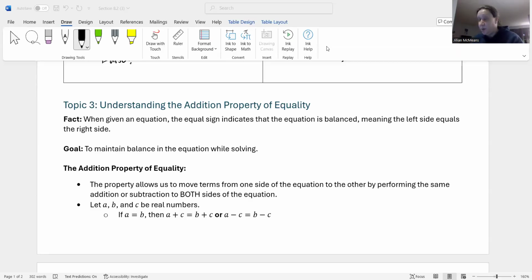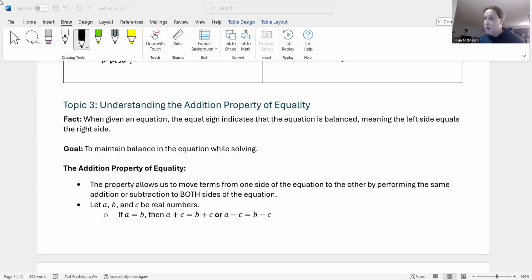Okay, for topic three, we're gonna look at the actual addition property of equality. So that was the title of this section: solving equations and then the addition property. This is our first step to solving equations, okay? These are gonna be really simple one-step equations, and I throw in a couple of two-step equations, but these are pretty straightforward, all right? So what we need to do is understand and practice the addition property of equality.